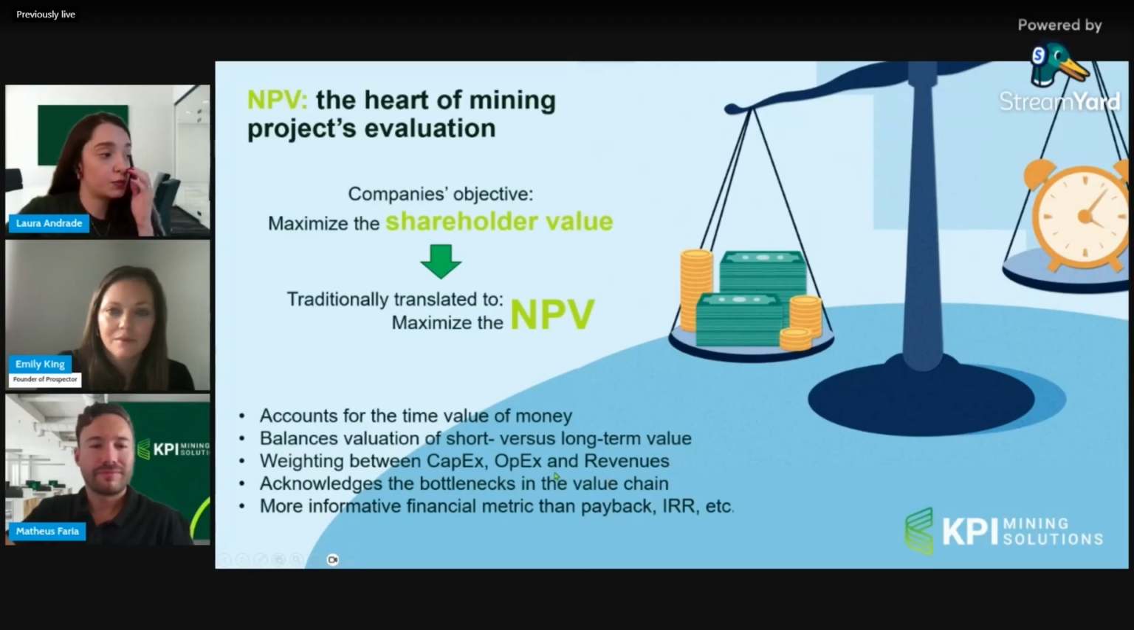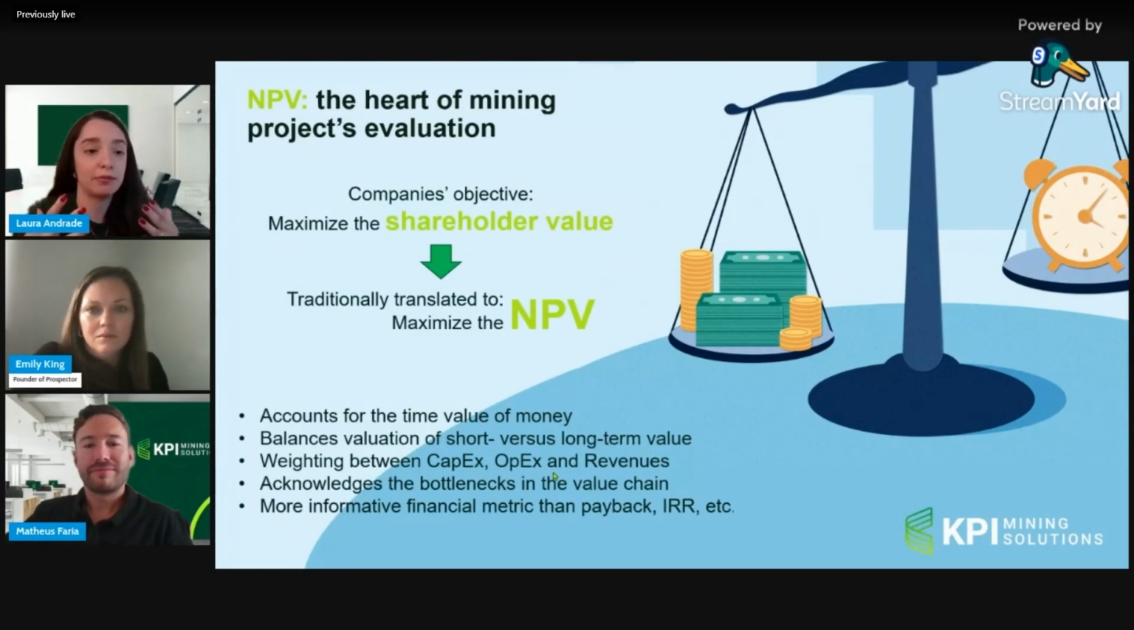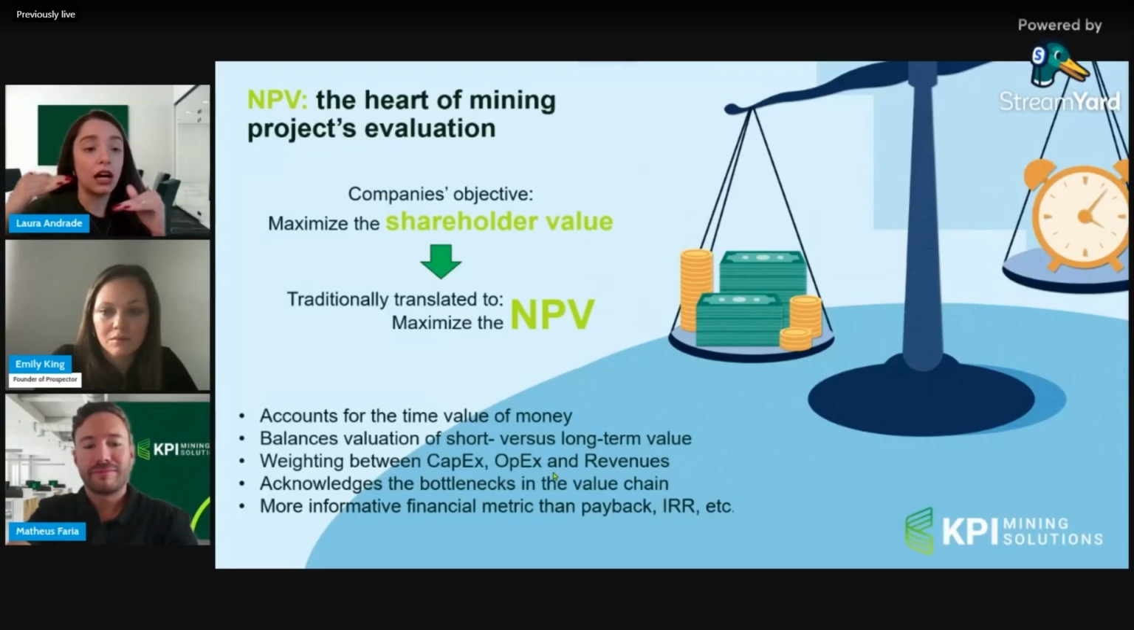We can acknowledge bottlenecks. As Matheus mentioned, that's very interesting for early stage projects where you don't have exactly defined bottlenecks such as mining capacity, not even mill capacity sometimes. So by optimizing the NPV directly, you can understand and balance the capex versus the capacities that you want to have in your project and make better and more optimal decisions. And it's a more informative financial metric than other metrics that we might have. So overall, what we understand is that we want to maximize our NPV because that's the best way to evaluate the shareholder value, so the whole value of your entire project as a whole.